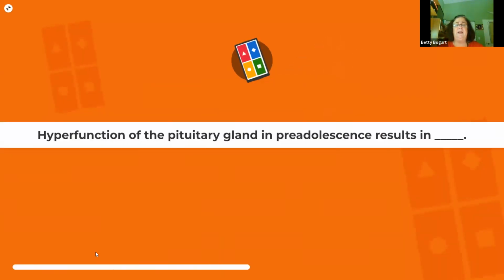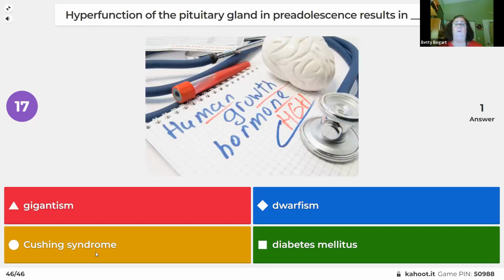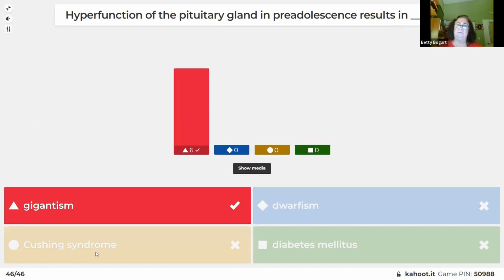Last question. Hyperfunction of the pituitary gland in pre-adolescence results in what? Hyperfunction of the pituitary gland. And that's gigantism. Very good.